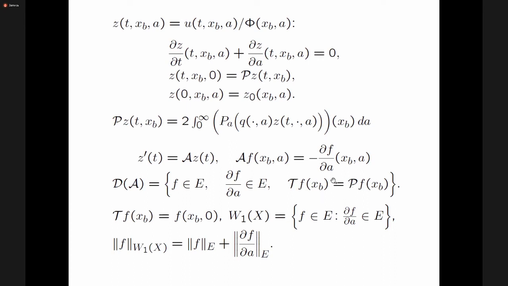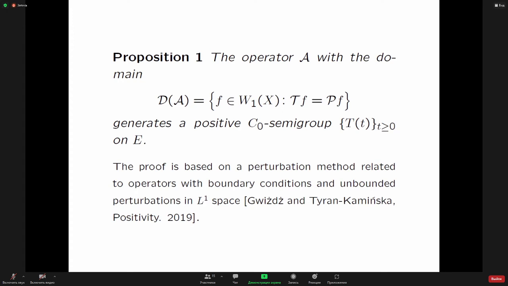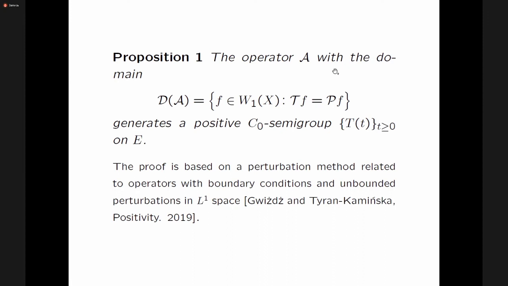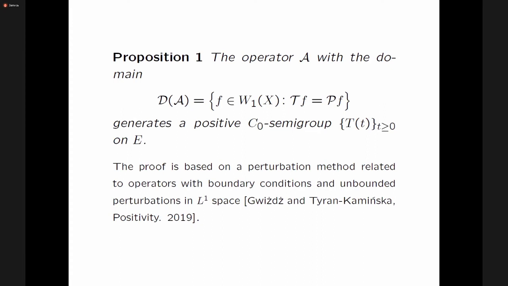So it's the right-hand side, but here we should have a trace operator because we have 0 here. So in the space L1, we should define the value at 0. So it's a trace operator. The trace operator is well defined on the Sobolev space, like here, and with such a norm. So the first thing is that we need to generate a semigroup. So we have the following proposition. The operator A with this domain is a generator of a positive semigroup on the space E. Well, and the proof is not difficult, but it's based on a very interesting result by Gwiazda and Marta Tyran-Kamińska, also people from my group.